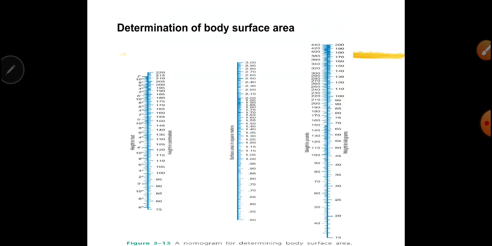These nomograms can be used to calculate body surface area. If a patient has a low weight or high weight, we have to correct the results of creatinine clearance by using the body surface area. If you want to use this nomogram to calculate body surface area, it is easy. Let us assume that the patient height is 170 and the patient weight is 70 kilograms. You can connect these points like this.